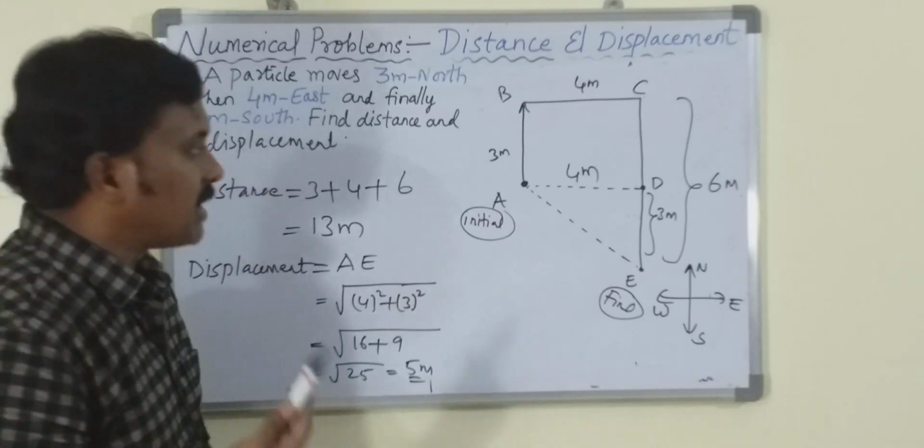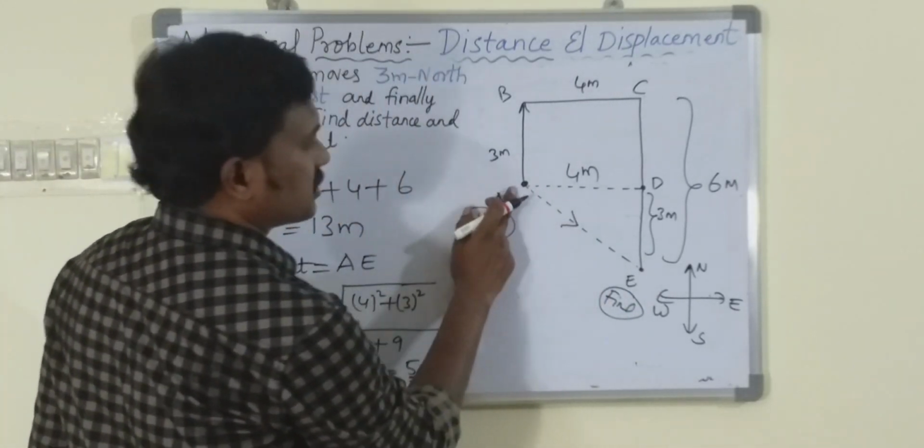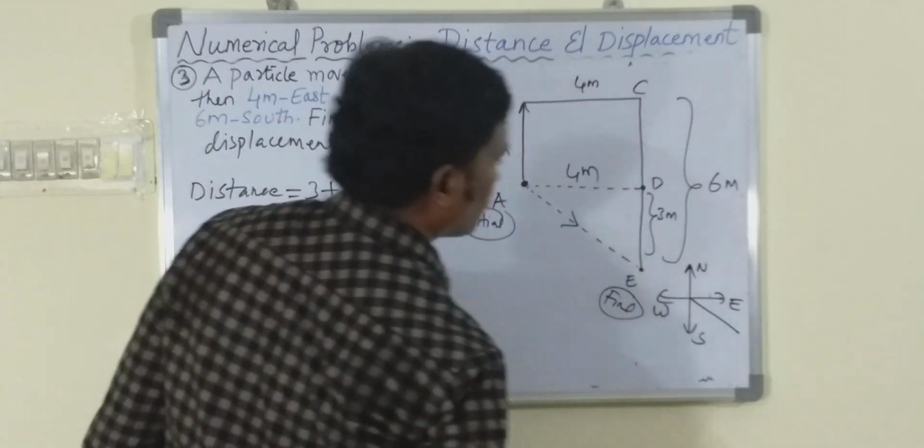Now, what is the direction? Okay, what is the direction from here? So, it is this direction. This is the initial, this one. So, it will be like this. Southeast.